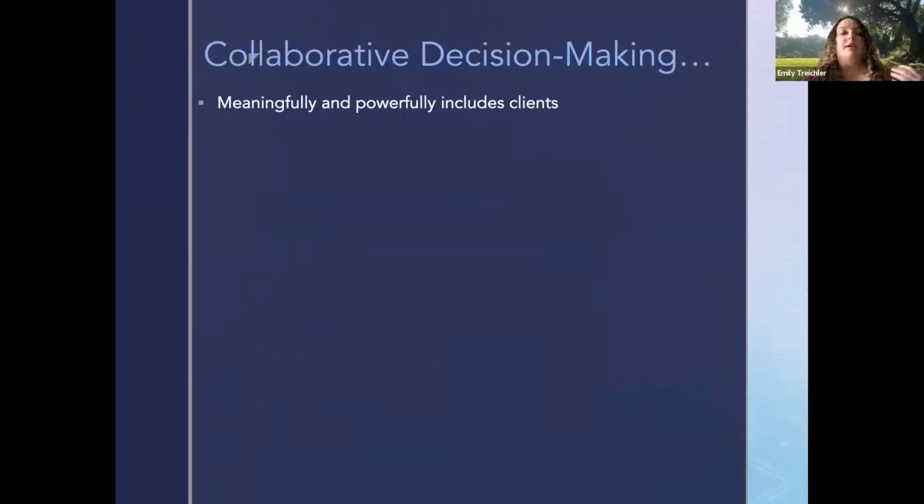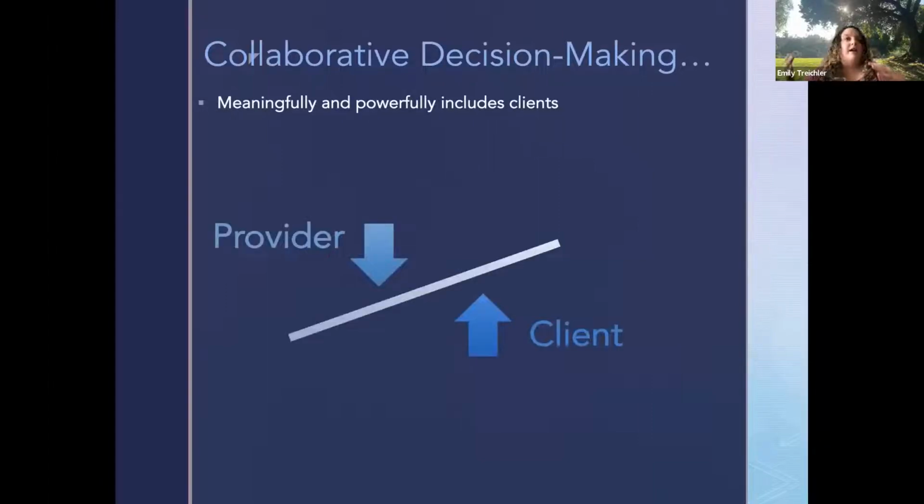So let's talk about each of these in more detail. Collaborative decision-making meaningfully and powerfully includes clients. I often juxtapose this with the classic approach to treatment decision-making in mental health care, but also in medical care. If you think about the last time that you saw your primary care doctor, often the way that those visits go is you go in, you say, here's what's going on with me. They listen. Maybe they do some kind of assessment. They ask you some follow-up questions, but ultimately they make that decision, right?